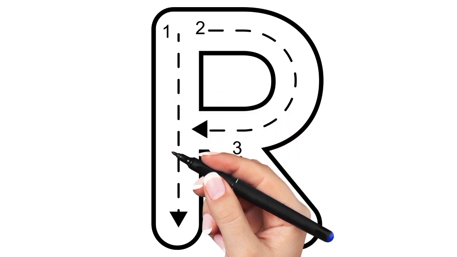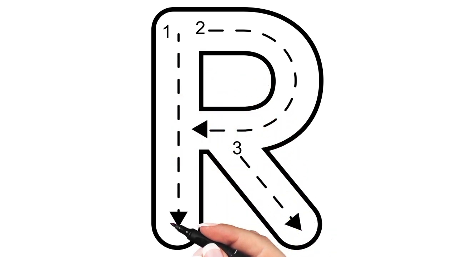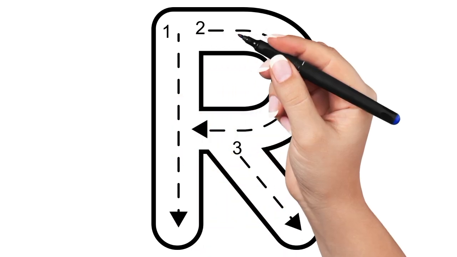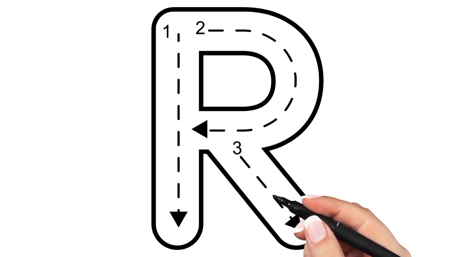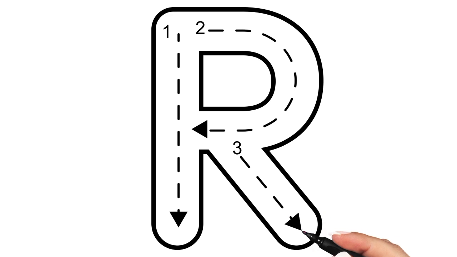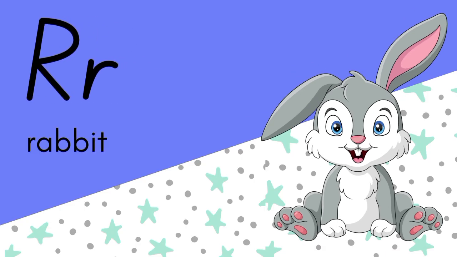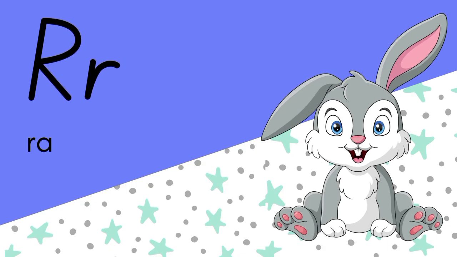1. First draw a straight line downwards. 2. Now make a curve dragging your pencil inwards. 3. Finally draw a half diagonal line outwards. Wow! It's R! And R is for rabbit.